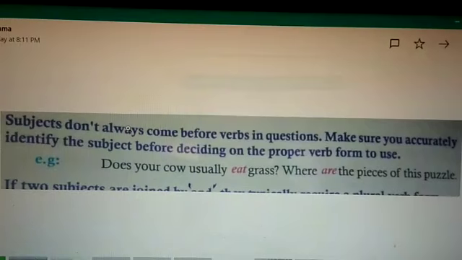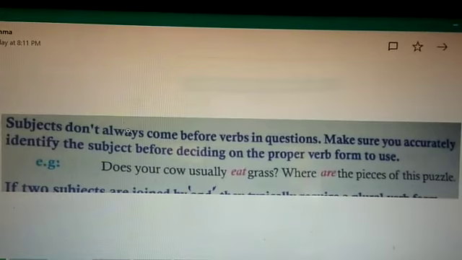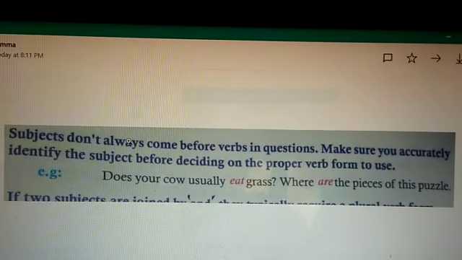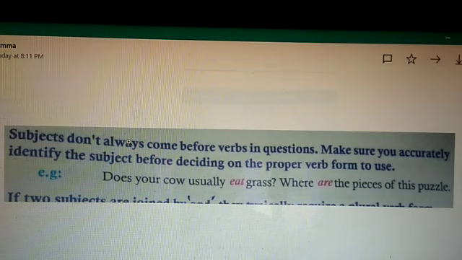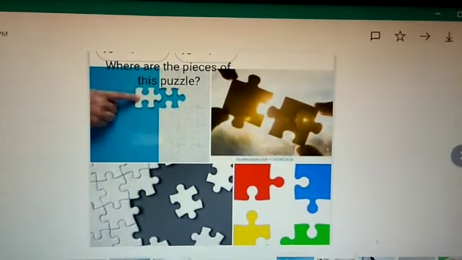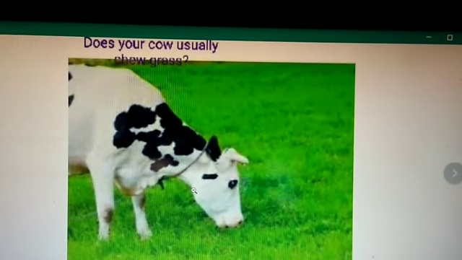Moving ahead to the 13th rule, you see, subjects do not always come before verbs in questions. Make sure you accurately identify the subject before deciding on the proper verb form to use. So, subjects don't always come before verbs in questions, but they come after the verb. Does your cow usually eat grass? Where are the pieces of this puzzle? See the question, does your cow usually chew grass?